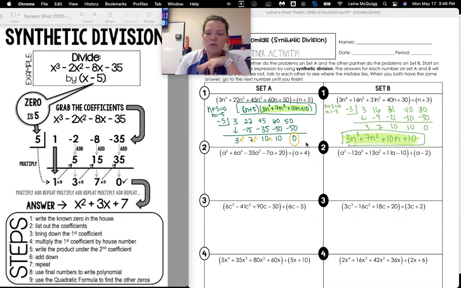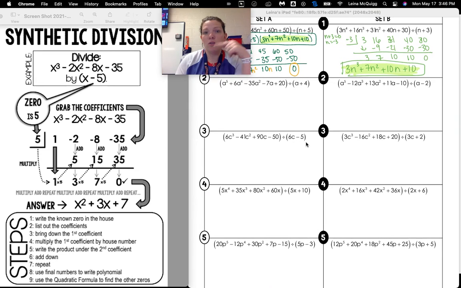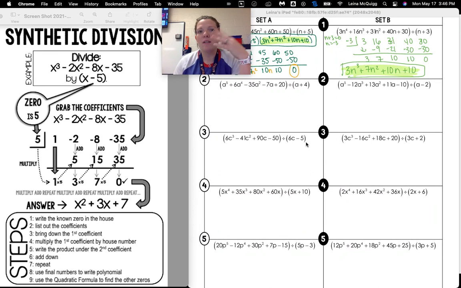So I want you to choose two other problems. You can do the 2s, the 3s, the 4s, or the 5s, 2 sets, and then check both of them. So work both problems, make sure you get the same answer on both sides, and then submit a picture of your work on Canvas. All right, if you have any questions, let me know.